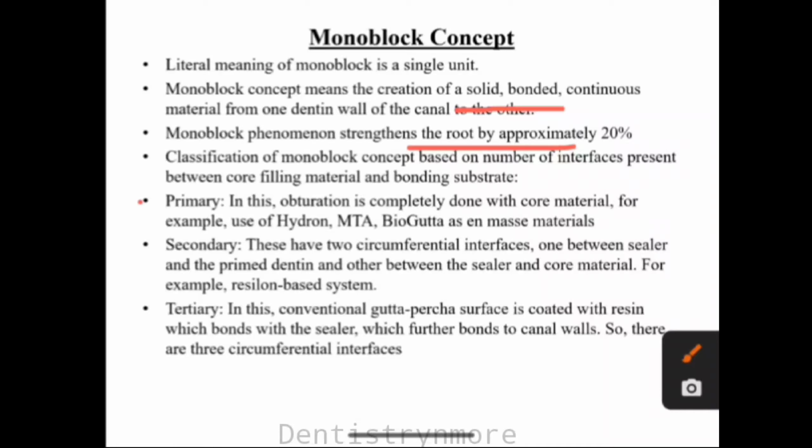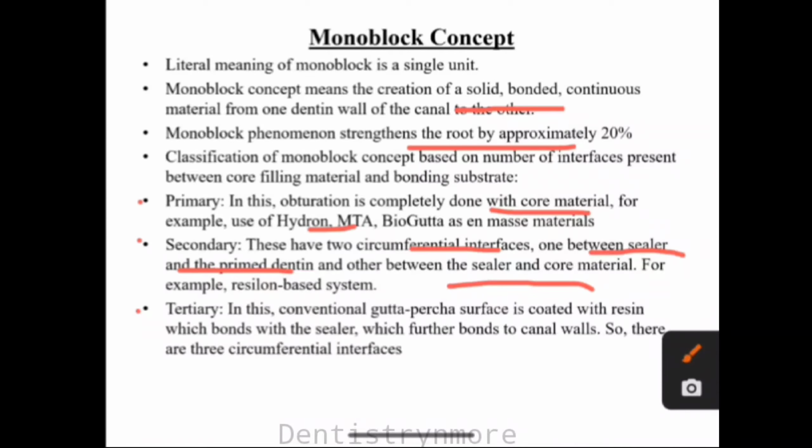The three types are primary, secondary and tertiary. In the primary case, the obturation is done completely with core material, that is, the use of Hydron, MTA, or Biogutta. In the secondary case, there are two circumferential interfaces, one between the sealer and the primed dentine, and the other between the sealer and the core material.